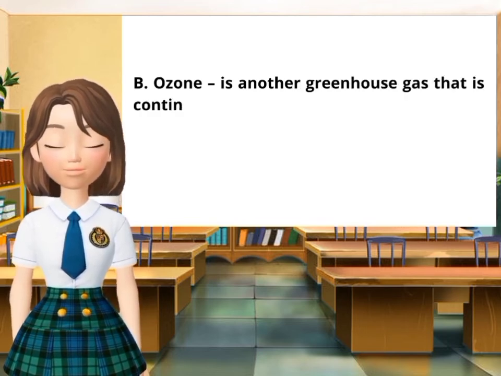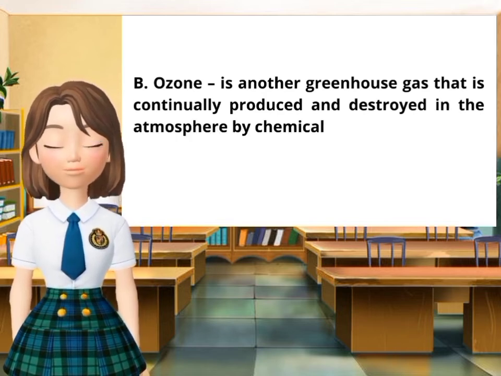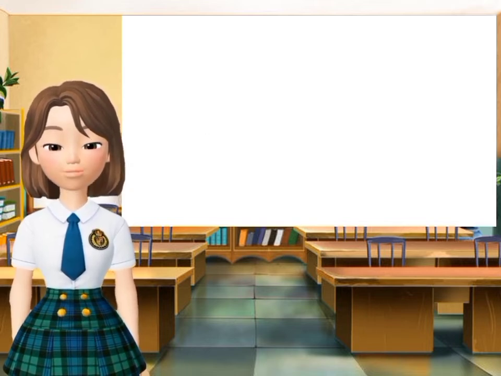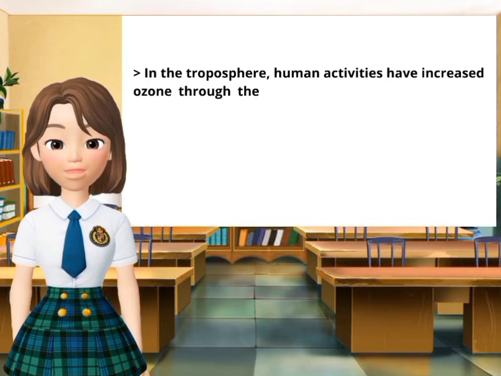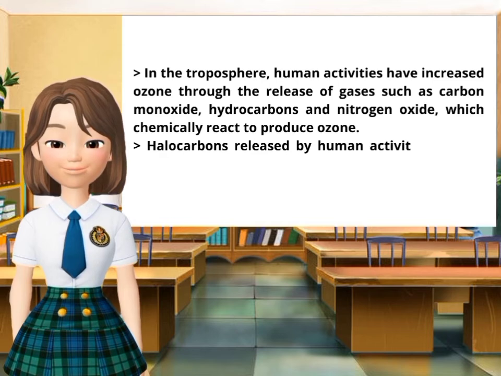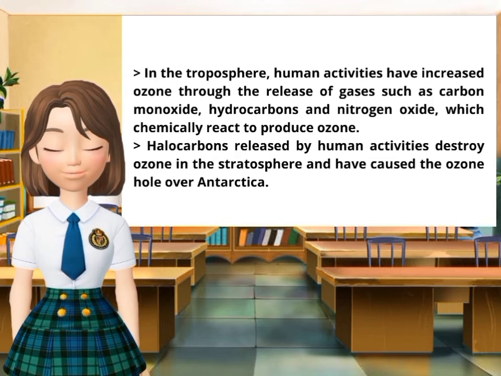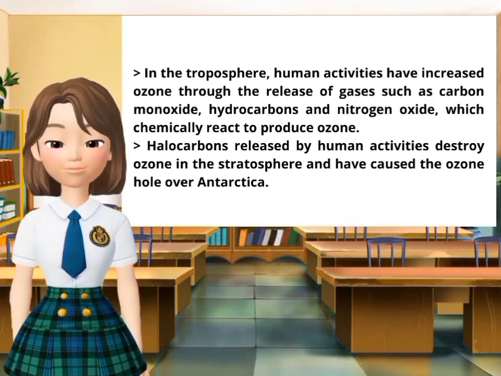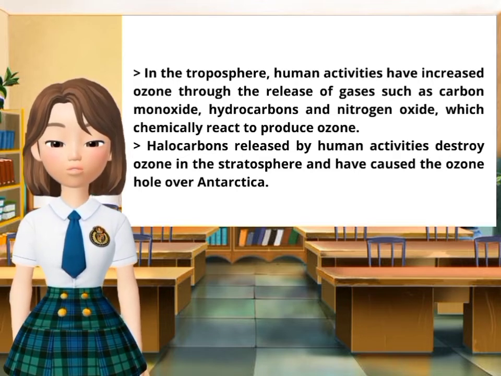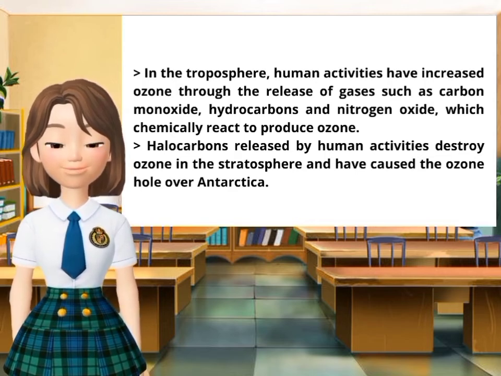Ozone is another greenhouse gas that is continually produced and destroyed in the atmosphere by chemical reactions. In the troposphere, human activities have increased ozone through the release of gases such as carbon monoxide, hydrocarbons, and nitrogen oxide, which chemically react to produce ozone. Halocarbons released by human activities destroy ozone in the stratosphere and have caused the ozone hole over Antarctica.